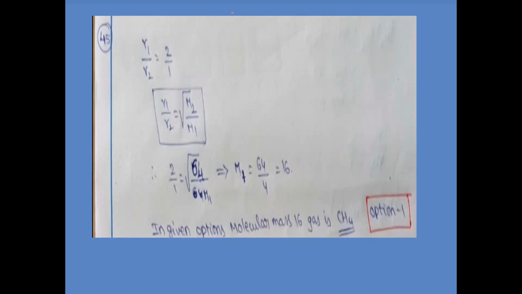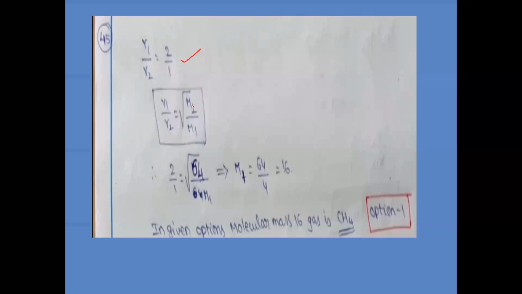So now here, what is the given condition? R1 by R2, the rate of diffusion of the first gas by the rate of diffusion of the second gas, is equal to 2 by 1. They say the first gas diffuses twice as fast, that's why we take R1 by R2 as 2 by 1 ratio. It is the given condition.